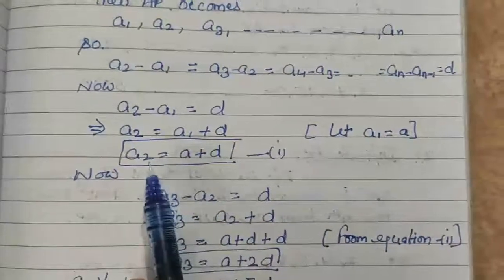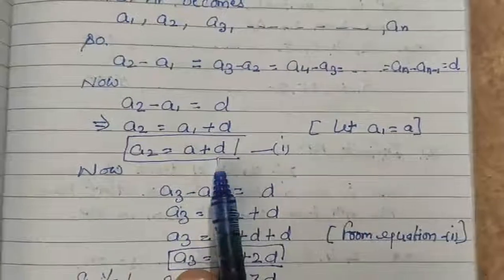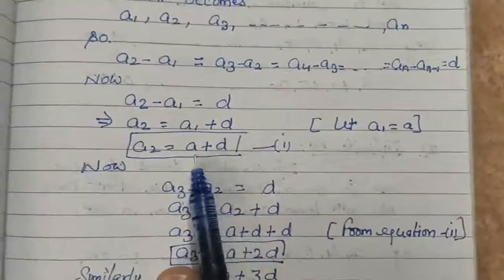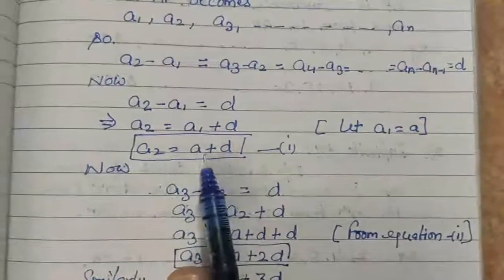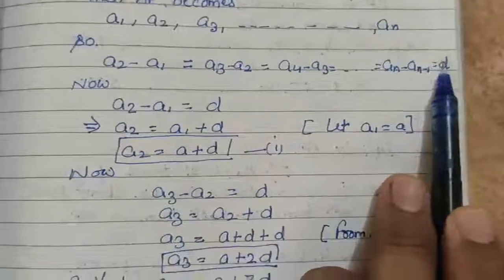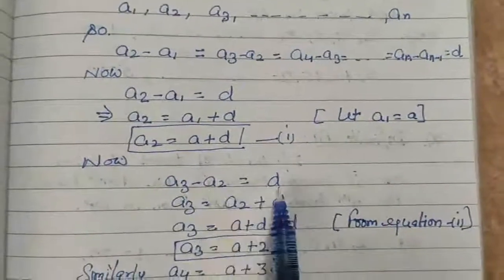Or we can say our second term is A plus D, and this is obtained by adding the constant difference, that is D, to the first term, that is A. So A2 becomes A plus D. Now similarly we can take the second relation, A3 minus A2 equals D.